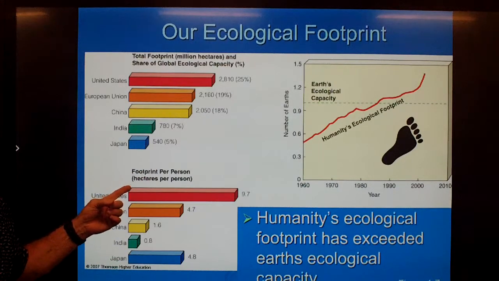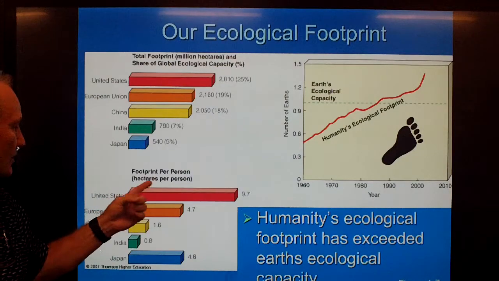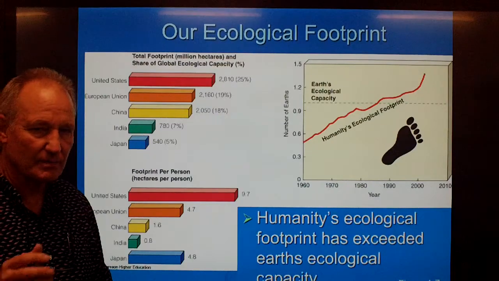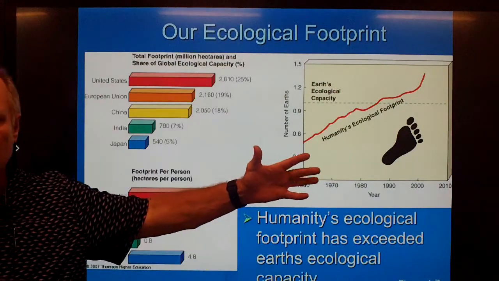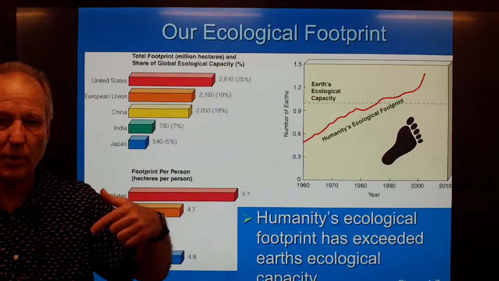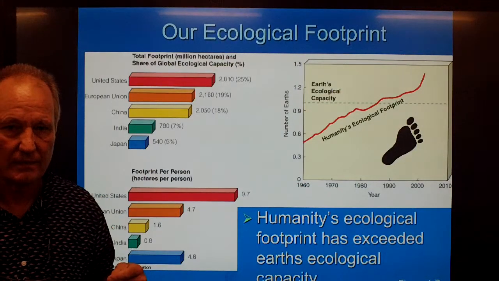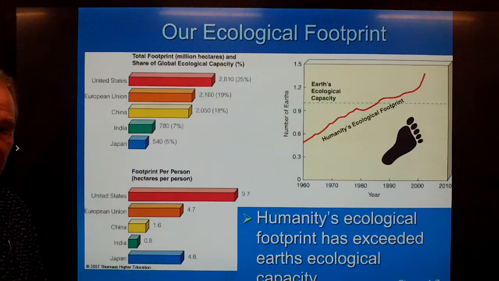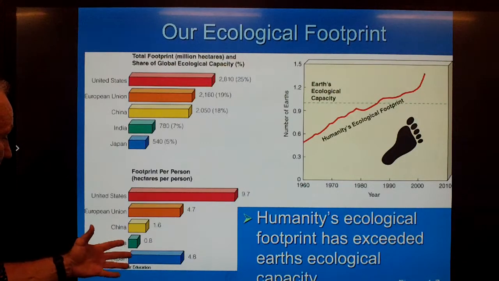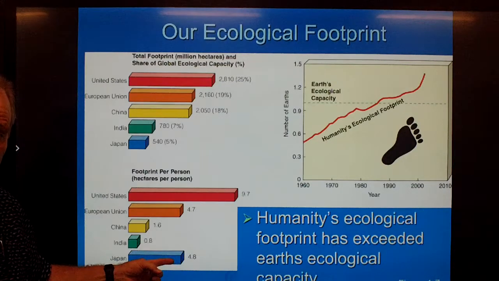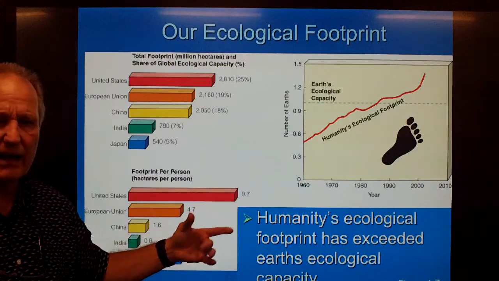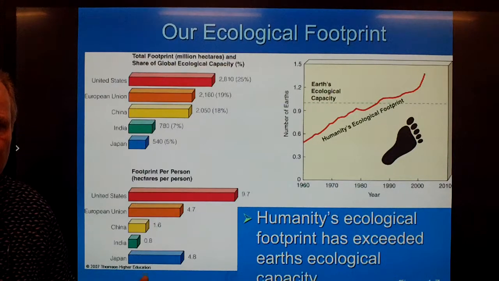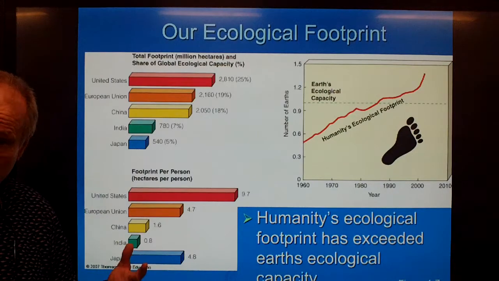And here's the footprint per person. This is in hectares per person, about 9.7 hectares per person. So in other words, it takes 9 hectares, or almost 10 hectares, to support each of us in this room. Versus in the European Union, only about 5. In China, about 1.6, almost 2. India, Japan is a little bit higher. But we're way out there. We're twice what anybody else is. Why? Because we're greedy? I don't know.